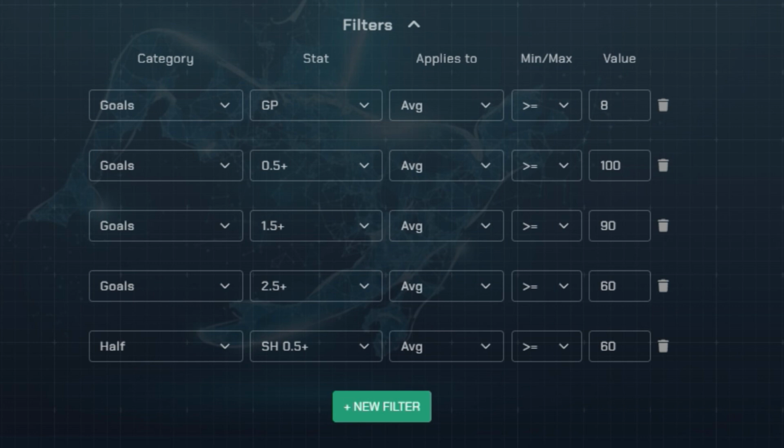The final two filters fine-tune the selection process even further. So the fifth filter, the second half goals 0.5 plus, is set to 60% or higher. This ensures we're focusing on matches where second half goals are frequent, further increasing the likelihood of profiting from this strategy.